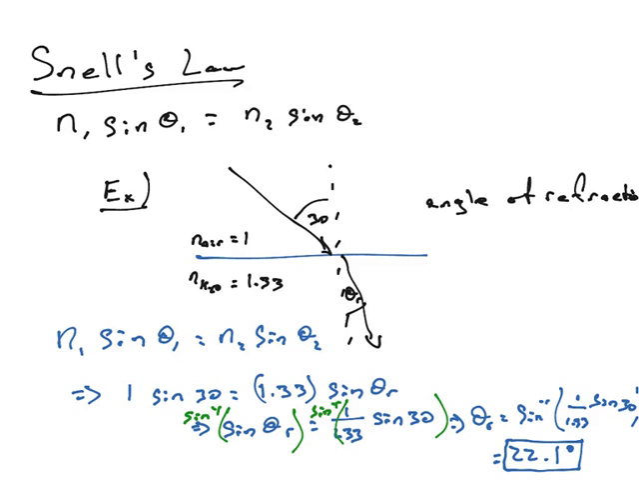Make sure you're in degree mode on your calculator, and make sure you know which variables are the ones and which ones are the twos. Don't mix them up. Don't have n1 with theta 2 or something like that.